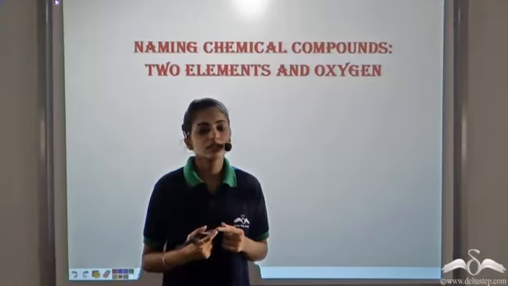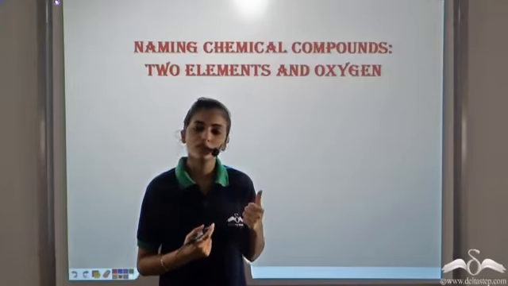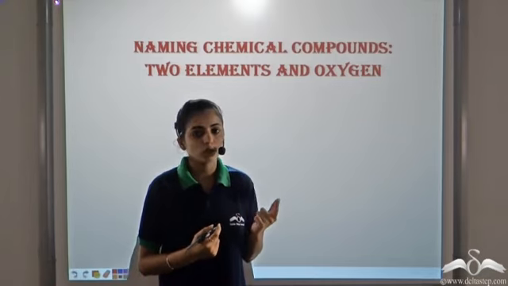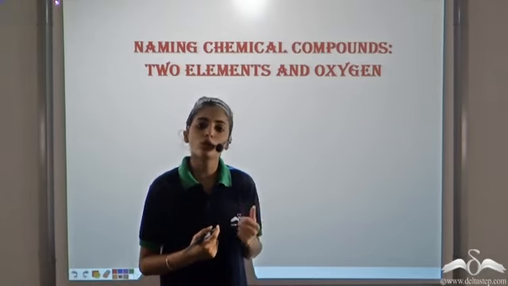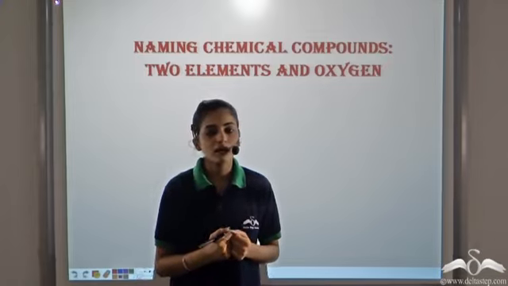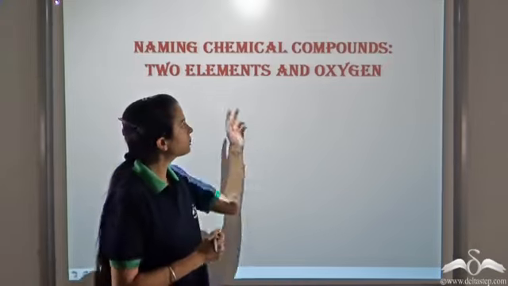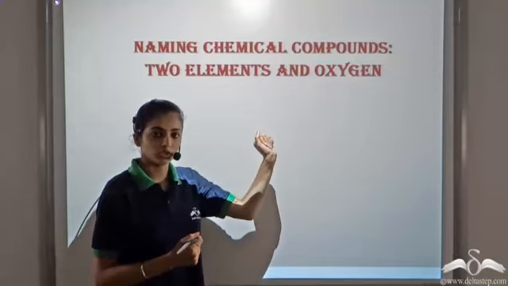So far, we've seen the naming of chemical compounds. Number 1, when we had a metal and a non-metal, and number 2, when we had two non-metals. Now, what happens when in a chemical compound, we have two elements and oxygen?